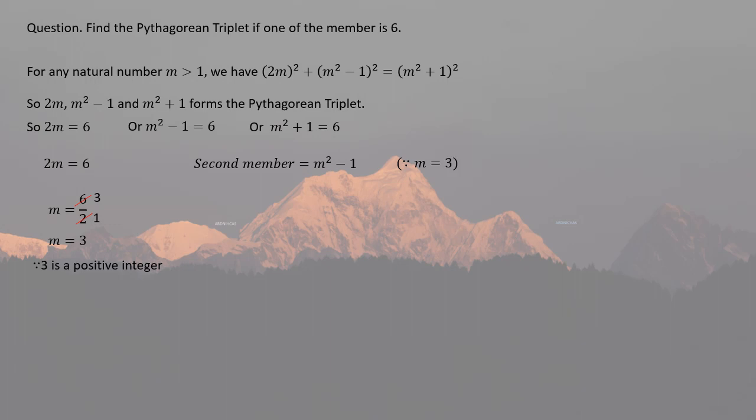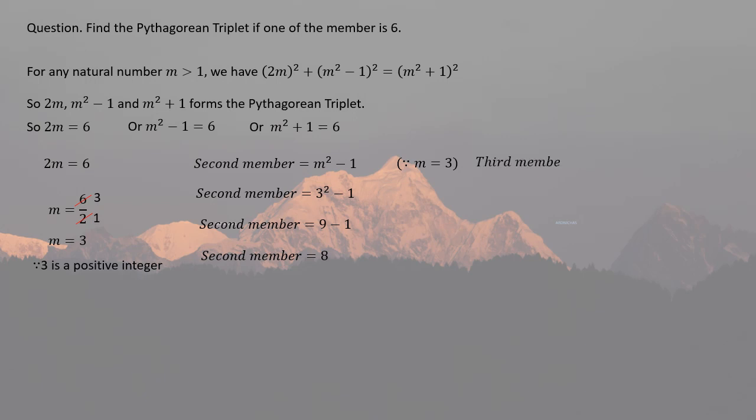Now we know that m equals 3, so replacing the value of m as 3, we get the second member as 3 square minus 1. Now we have 3 square as 9 minus 1, and 9 minus 1 is nothing but 8. So we found out the second member as 8.